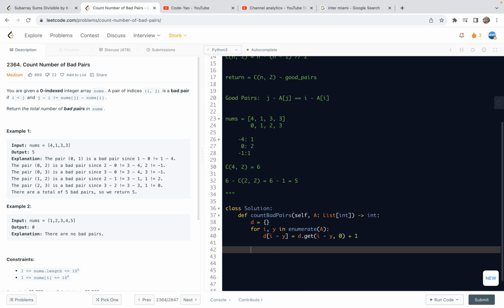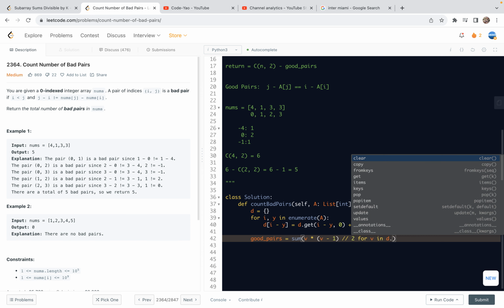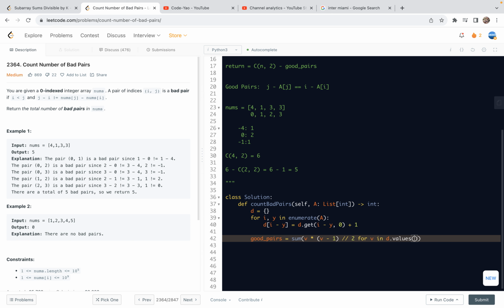So basically, let me first get the good pairs, right? For good pairs, if a k corresponds to multiple indices, we need to choose 2 from those occurrences of indices. So basically, we want to do a sum for v choose 2, that is v times v minus 1 over 2, for v in the values. Here we can use a filter, for example, if v is greater than 1, right? Or it does not matter, because if v equals 1, it actually yields 0. But now let's use this one.